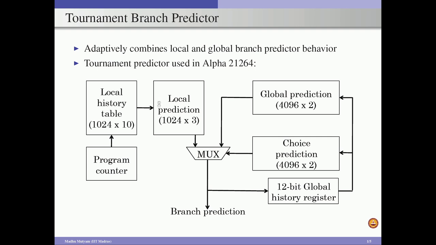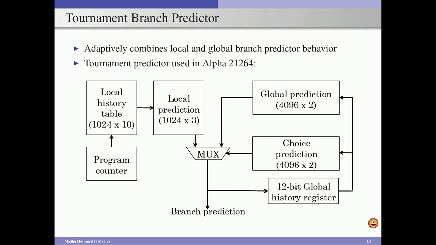This local prediction table is going to give us 3-bit information based on the 10-bit outcome we get from the local history table, and once we have that, we give that value to this mux. But we are not going to make the decision immediately. We are going to consider the decision coming out of the global prediction table also, and based on that we are going to take a decision.